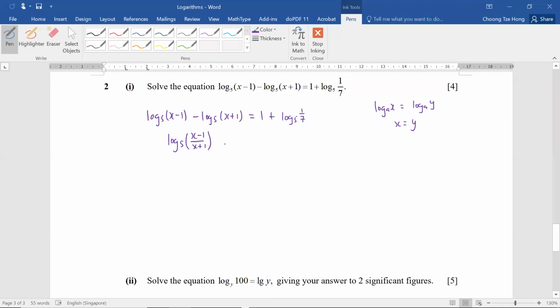So if we combine, we will have this. Okay, how do we combine the right side together? This is just a 1. Okay, so we need to recognize that we can actually do this, because log base a of a is 1, right?